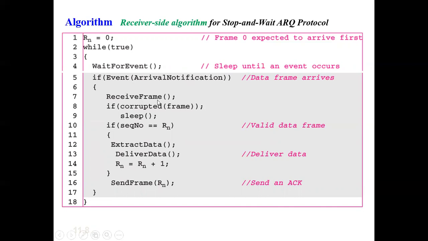it receives the frame and will check for corruption. If there's no corruption, it will receive the data, extract the data, and then give it to the upper layer, that is the network layer. And it will increase the receiver window number to indicate which frame it's expecting next.